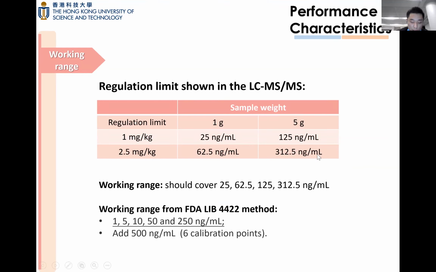The minimal level is 25 nanogram per milliliter, and the maximum one is 312.5 nanogram per milliliter. Therefore, a 500 calibration point should be added.